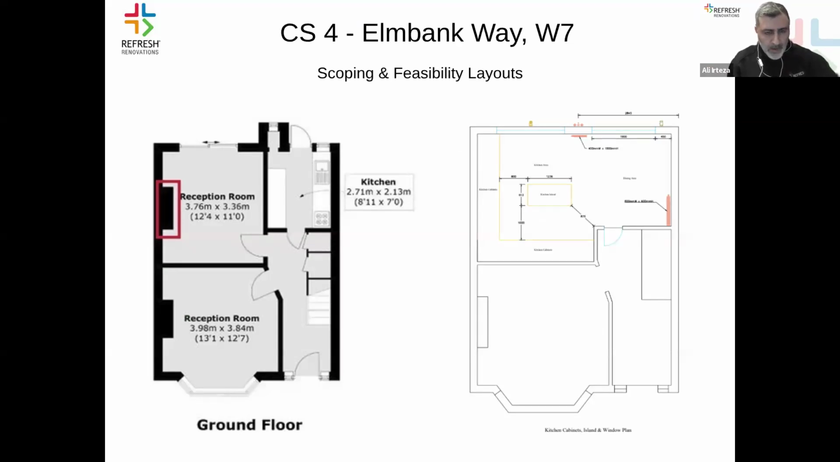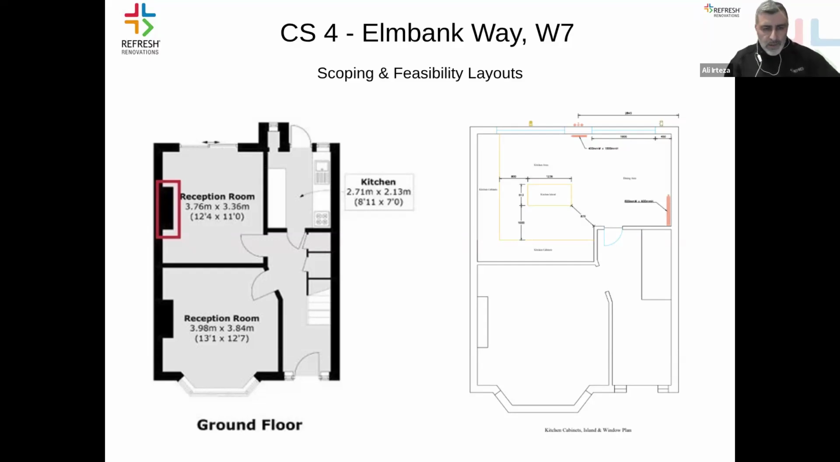On your left-hand side, you would see the existing layout of the house, where the kitchen was towards the right-hand side, with a door to enter into the garden. And the reception room on the left-hand side is where the chimney breast was that was going to be removed. On the right-hand side is the proposed layout. Initially, the customer wanted to have a U-shaped kitchen in the existing place where the old kitchen was, and use the left-hand side as just open kitchen and dining.